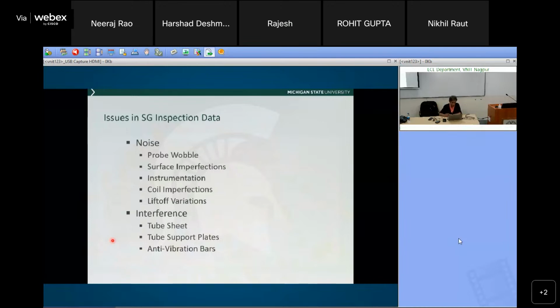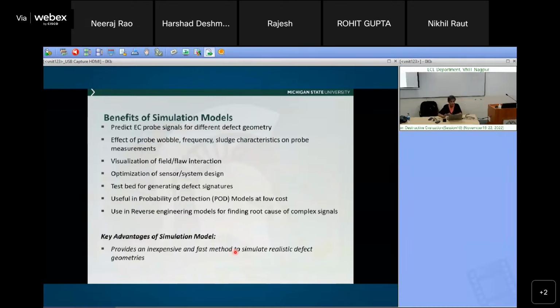Otherwise, no. So interference: there are geometrical features like the tube sheets, tube support plates, and anti-vibration bars. When you have the U-bend, there are bars that keep the tubes in place because they can vibrate because of flow-induced vibration. So these are the things that you need to know. So why do we need this?